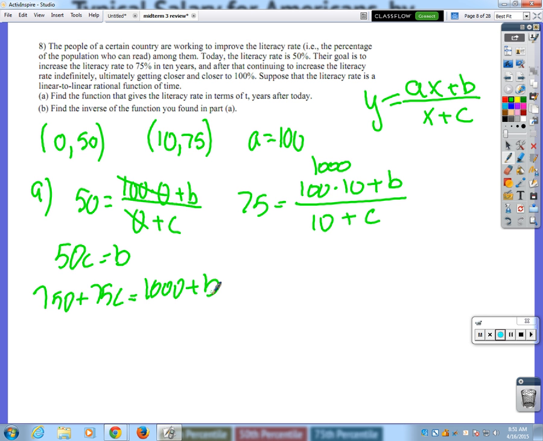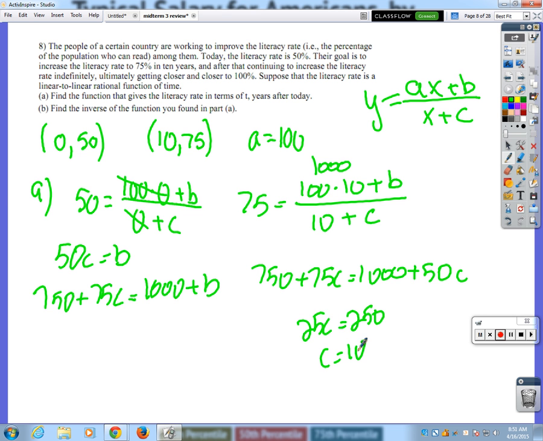Yeah. Okay, and then, since we know B equals 50C, I would just substitute that right in there directly. So 750 plus 75C equals 1,000 plus 50C. So, yeah, 25C equals 250, so C equals 10. B equals 500. A equals 100. So, basically, you guys love these, right?